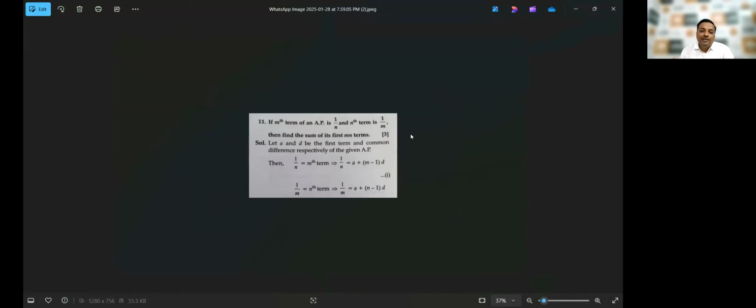So it is already given: let a and d be the first term and common difference respectively. The first two steps of the solution are already given. The mth term is 1 by n, which means again we have the formula an is equal to a plus n minus 1 and d. It is given that the mth term is 1 by n. So in the place of n, just write m: a plus m minus 1 and d. So the mth term 1 by n is equal to a plus m minus 1 and d. This is the first equation.